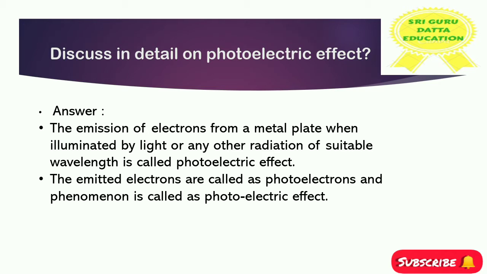Answer: the emission of electrons from a metal plate when illuminated by light or any other radiation of suitable wavelength is called photoelectric effect. That means electrons are emitted from a metal plate when illuminated by light or any other radiation of suitable wavelength, and the total phenomenon is known as photoelectric effect. The emitted electrons are called photoelectrons.